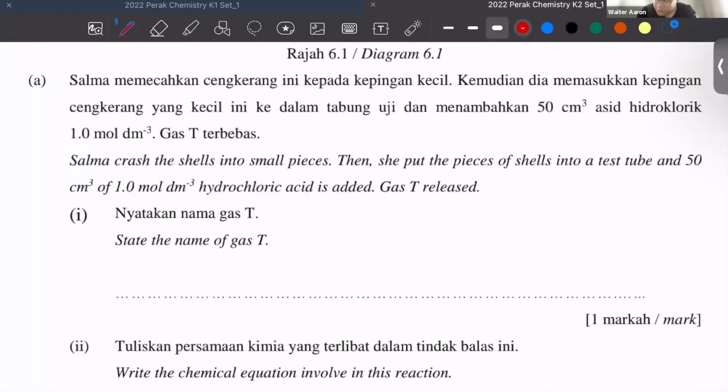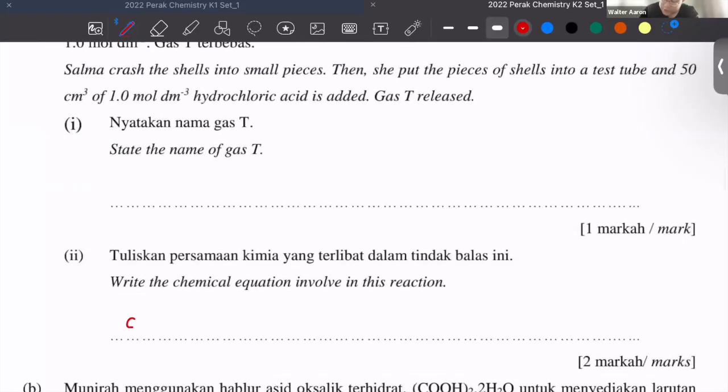So if you want the chemical equation, I think we'll write this down first. Calcium carbonate will react with hydrochloric acid to produce a salt, which is calcium chloride. And it will also release carbon dioxide gas, and it produces water. Okay, so that's the idea. So the gas that's being released is supposed to be carbon dioxide. So you can just put here carbon dioxide.